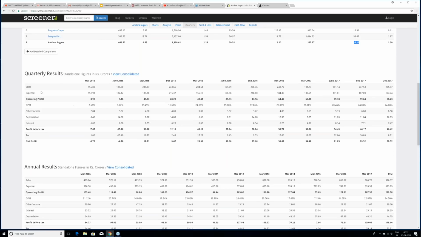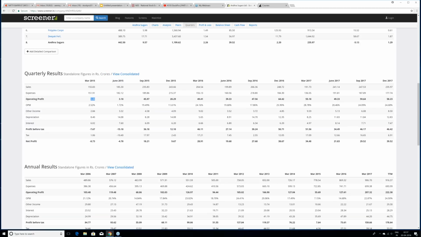Now let's see here what's happening to the sales. There has to be a growth in the sales. That's our first criteria. So let's see here, is there any growth in the sales? Yes, there is growth, but I wouldn't say very, very dramatic growth. It's a reasonable, slow growth. And expenses have also grown.